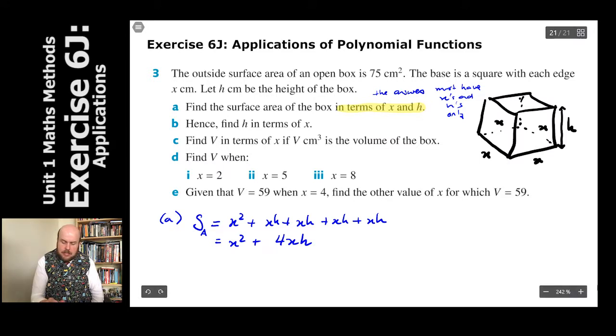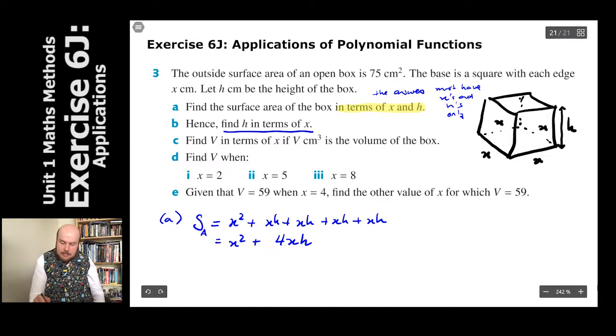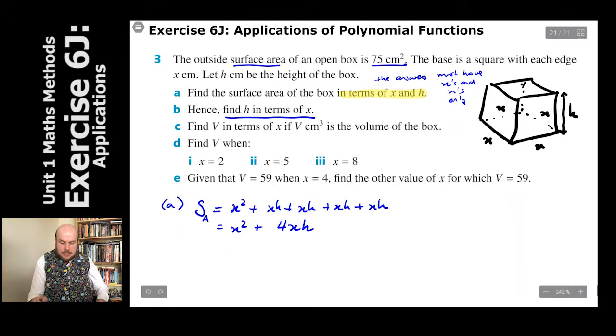So now what we need to do is find h in terms of x. Notice here we've got an SA now. We need to replace that with a number because we don't want SAs in our answer, because it says in this next question for B, find h in terms of x. It doesn't say in terms of x and s. So this is where we need to substitute s for some information. And thankfully we've been told that the surface area is 75 square centimeters. So I'm going to put that in there.